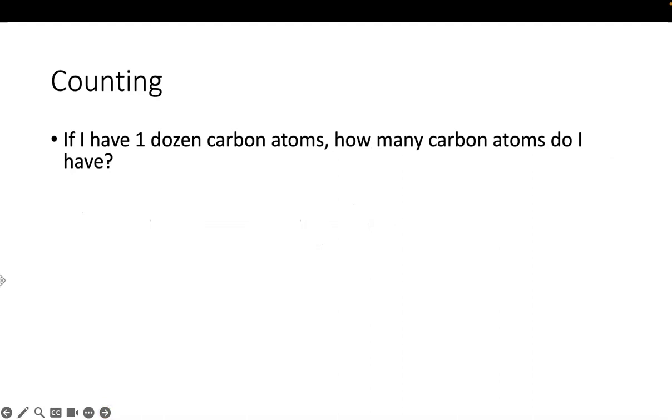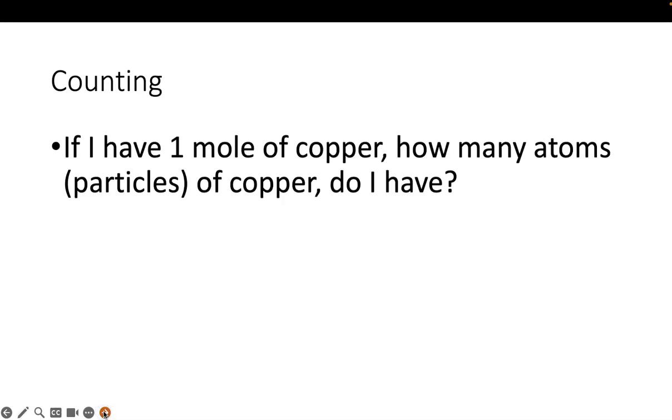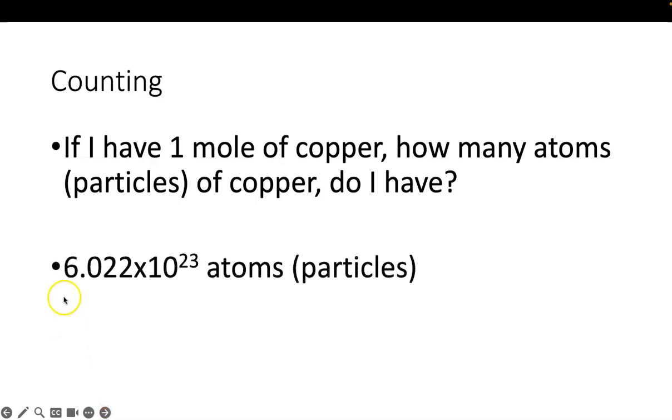So let's continue on with counting. If I have 1 dozen carbon atoms, how many carbon atoms do I have? Well, I'd have 12. A dozen is 12. If I have a couple of hydrogen, how many hydrogen atoms do I have? Well, I have 2 hydrogen atoms. Now, if I have 1 mole of copper, how many atoms or particles of copper do I have? Well, I would have 6.022 times 10 to the 23rd atoms or particles of copper.